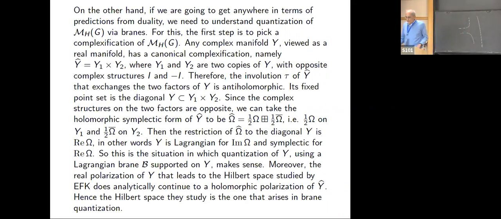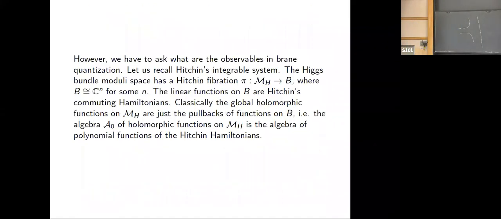Moreover, the real polarization that leads to the Hilbert space studied by Ben-Zvi, Frenkel, and Kazhdan does have the right properties that enabled Gaiotto and me to compare geometric quantization to quantization by branes. So therefore, the Hilbert space they used can be studied in brane quantization. I didn't want to just tell you that that step is important. Otherwise, we can study branes and gauge theory all we want. But how do we know it was related to the quantization that was assumed by Ben-Zvi, Frenkel, and Kazhdan?